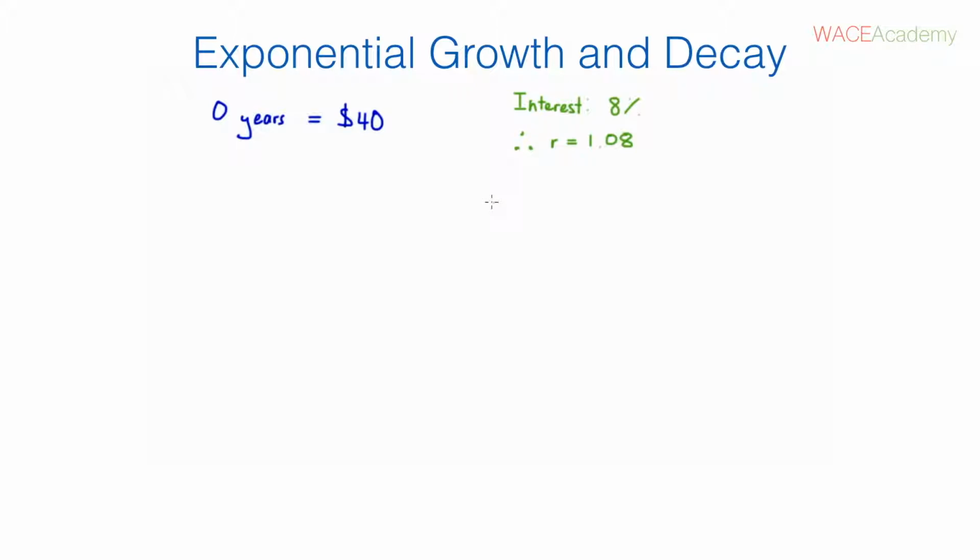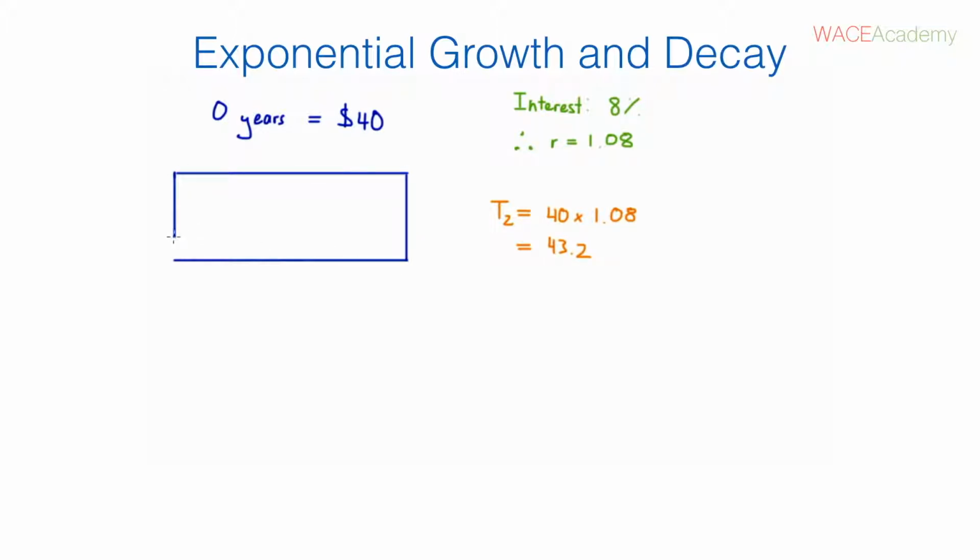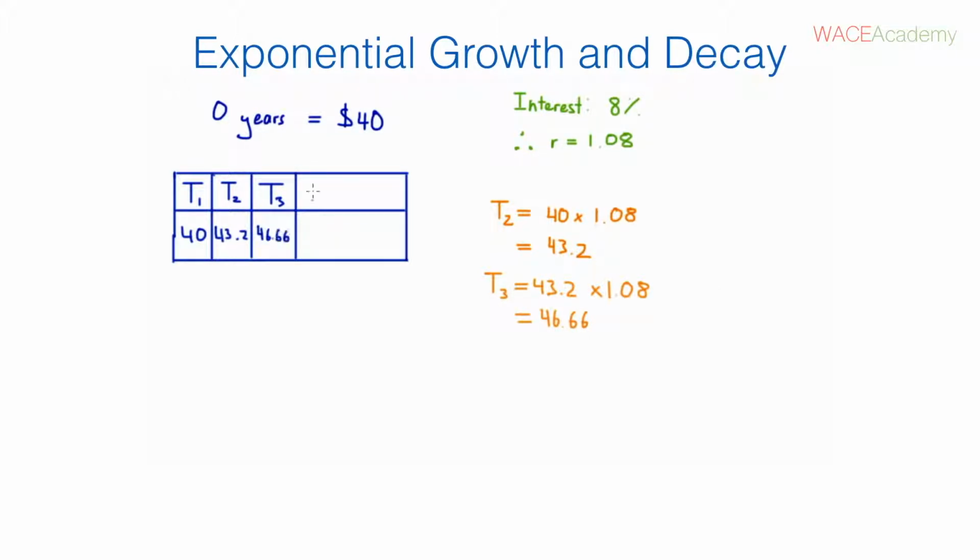T2 represents Pete's balance at the end of the first year and can be calculated using the recursive rule. T2 is equal to T1 multiplied by 1.08, which is equal to 40 multiplied by 1.08, which is equal to 43.2. So at the end of the first year, Pete will have $43.2 in his bank account. At the end of the second year, T3, Pete will have $46.66 in his account. At the end of the third year, T4, Pete will now have $50.39 in his account. And finally, after 4 years, he will have $54.41.